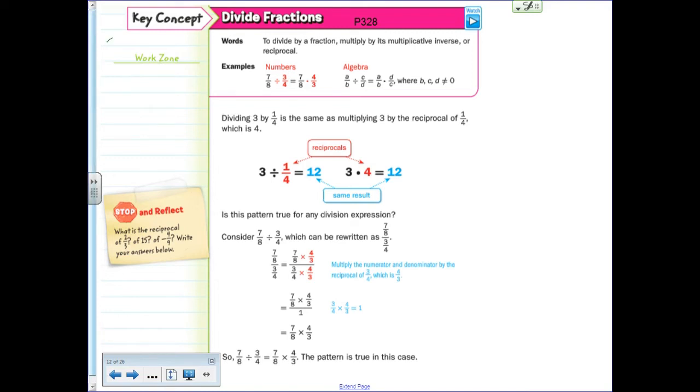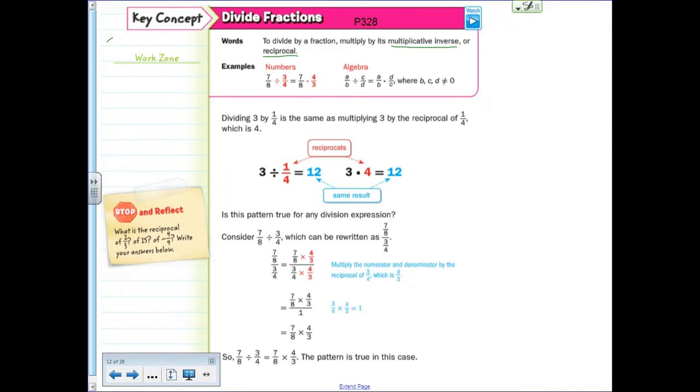Okay, we've made it to the last section of chapter 4. This section is on dividing fractions, and we're going to be going from page 328 in your textbook, where it says divide fractions. To divide a fraction, multiply by its multiplicative inverse or reciprocal. Those two things are synonymous, meaning they mean the same thing: multiplicative inverse and reciprocal. I believe multiplicative inverse is one of your vocabulary words. Reciprocal is not, but I would like for you to add it.